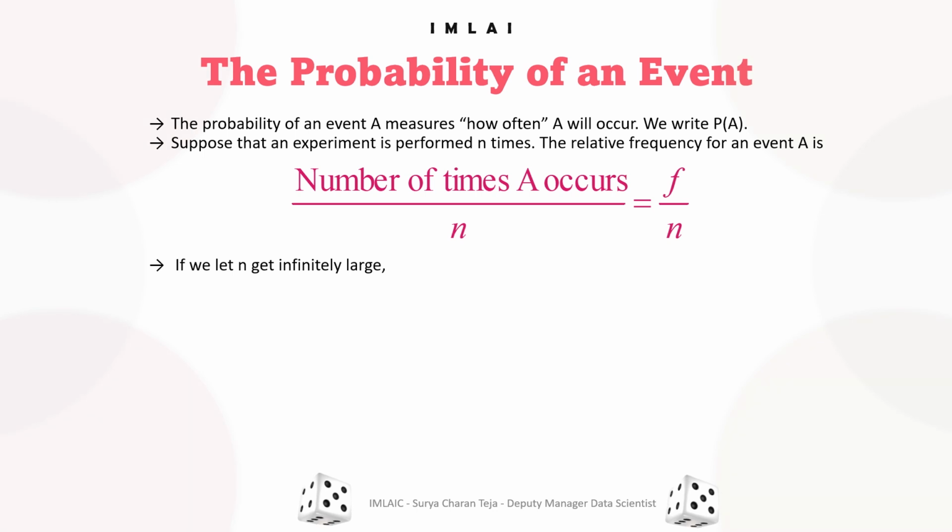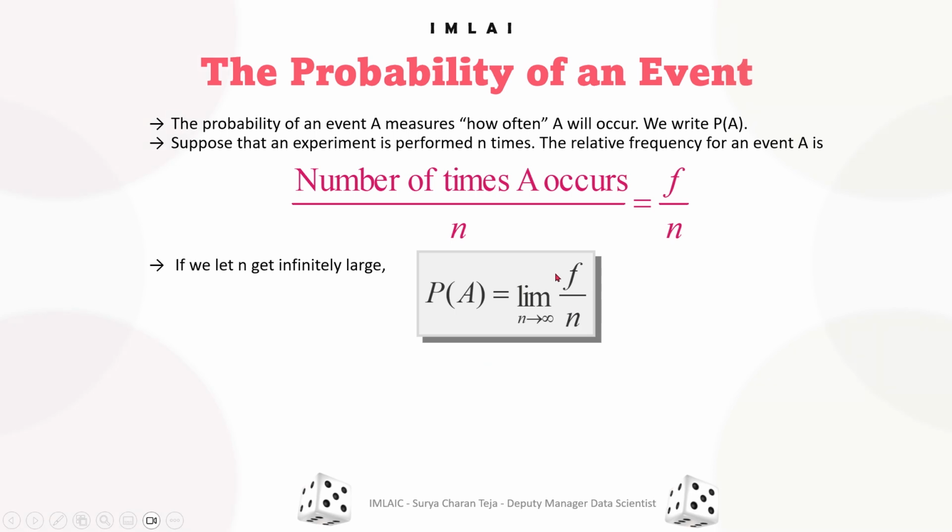If we let n get infinitely large, then we use a limit. So the probability of A will become the limit as n tends to infinity of f divided by n. Because n goes on to infinity, it goes on and on. That's why we call it a limit. If n gets infinitely large, we use this one; if n doesn't get infinitely large, we use the other.